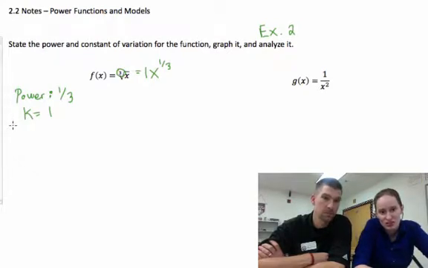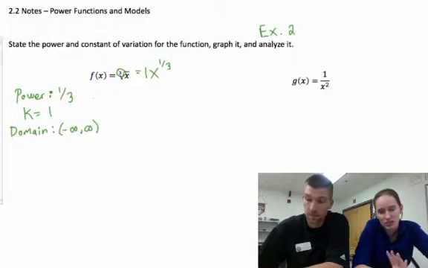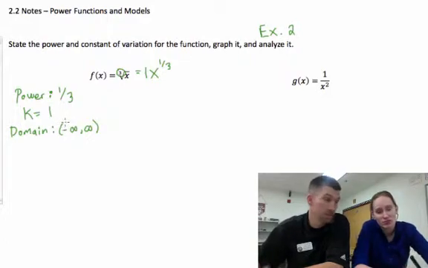In example 2, if we go through, the first thing we need is domain. The domain on this one happens to be all real numbers because there's really nowhere that we can't take a cube root of something. There's not anything you could plug into x and not get an answer. If you're looking at the graph, you'll see it continues to go to the left and to the right forever. So domain: -infinity to infinity, all real numbers.